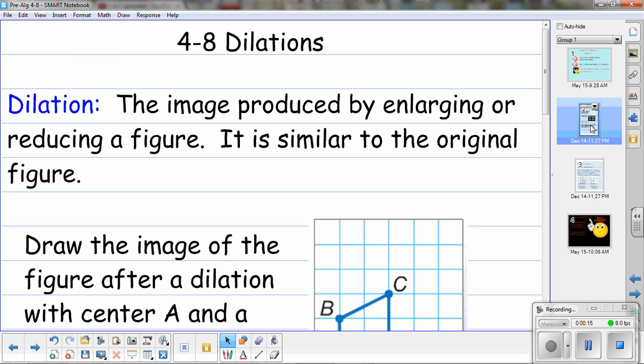A dilation is the image produced by enlarging or reducing a figure. It's always going to be similar to the original figure. You can think of the word dilation as it refers to at the eye doctor where they dilate your pupil. They make it larger.